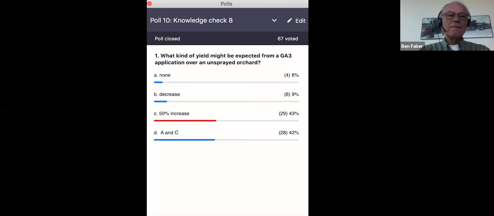Okay, A and C. So you either are going to see no effect, or you're going to see a potentially 50% increase. So it's either on or off. And it's all dependent on the timing of that application to whether everything is just right. So D was the right answer.